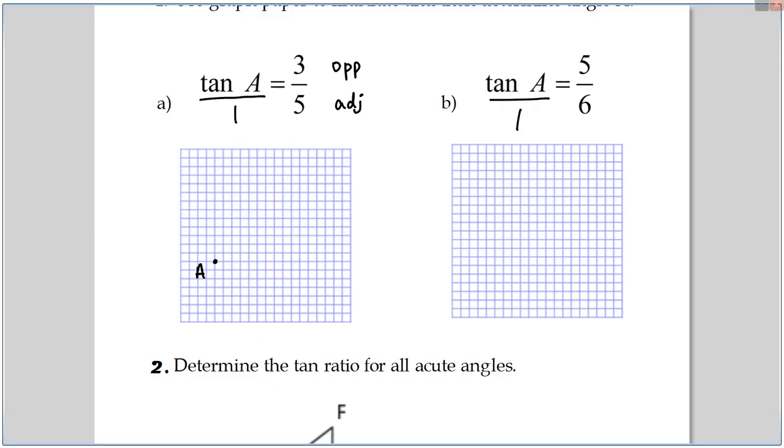Okay? So I need to go, which one goes 5 over? The bottom. 1, 2, 3, 4, 5. There's 5 because it's adjacent to A. Then I'll go 3 up. 1, 2, 3. There's 3. My hypotenuse would go straight across. And then I would go second function tan, 3 divided by 5, and it will spit out angle A for me.